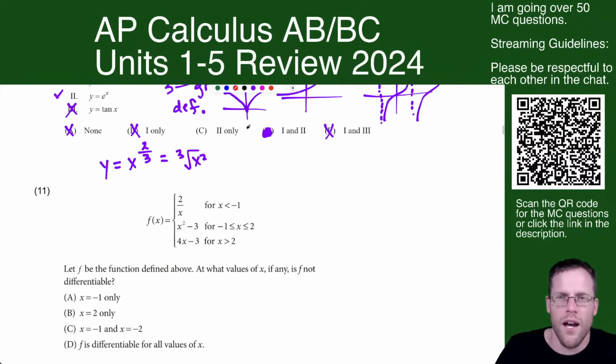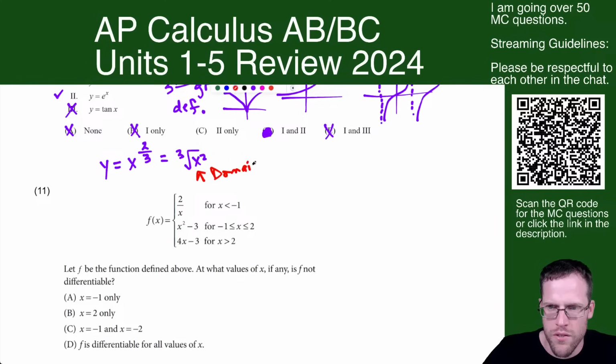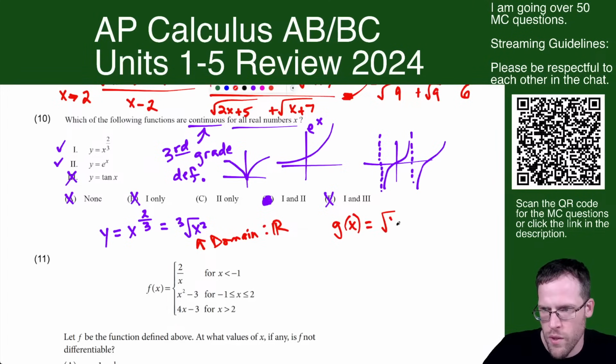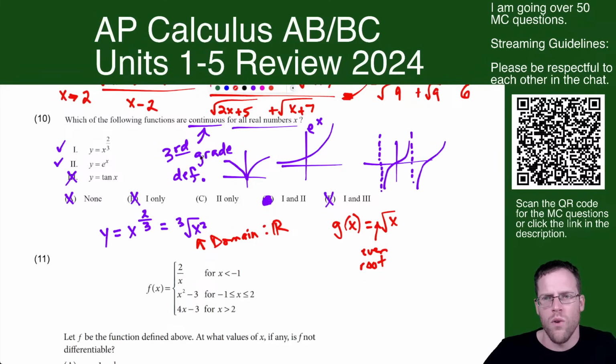But otherwise, think about domain. As long as the domain is all real numbers for a function with a rational exponent, it's going to be fine. One that would not be continuous for all real numbers x would be, let's say I had g of x is square root x, because the root, even though it's invisible, is an even root. But an odd root, like this, we could plug in any x we want, so it's going to be continuous. It doesn't matter what it looks like. If the domain is all real numbers and it's a rational exponent, it's going to be continuous everywhere.